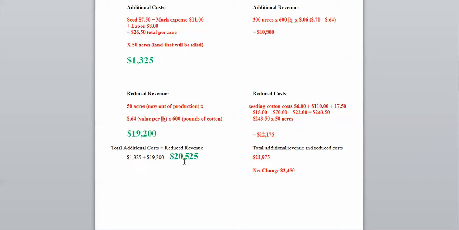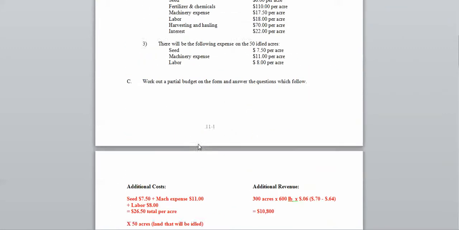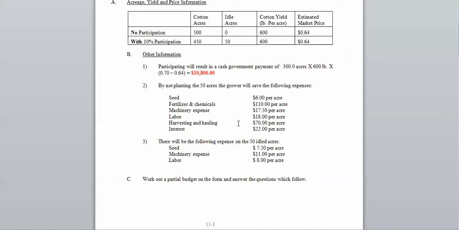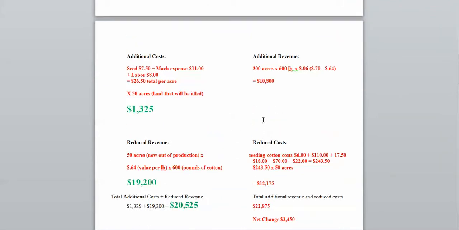That's the total negative by participating in the government program: $20,525. Again, let's review. It's the added cost of participating in the program, and it's the loss of income from the 50 acres, reduced revenue. Now, what are the positives to going in this program?